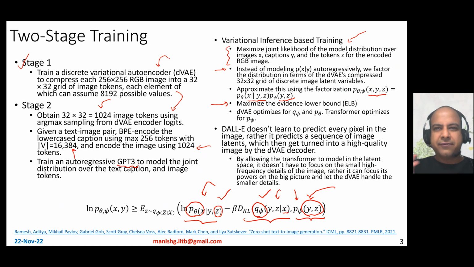The interesting part is that by doing this factorization, DALL-E doesn't really learn to predict every pixel in the generated image. Rather, it predicts a sequence of image latents, right? So the transformer is being used to just generate a few latents, and then it leaves it to the decoder of the discrete VAE to actually convert those discrete latents into really high quality images, right? By allowing the transformer to just model the latents, the idea is that the transformer is relieved of the burden of caring for small high frequency details, and rather focuses on the big picture, while the dVAE handles the smaller details.